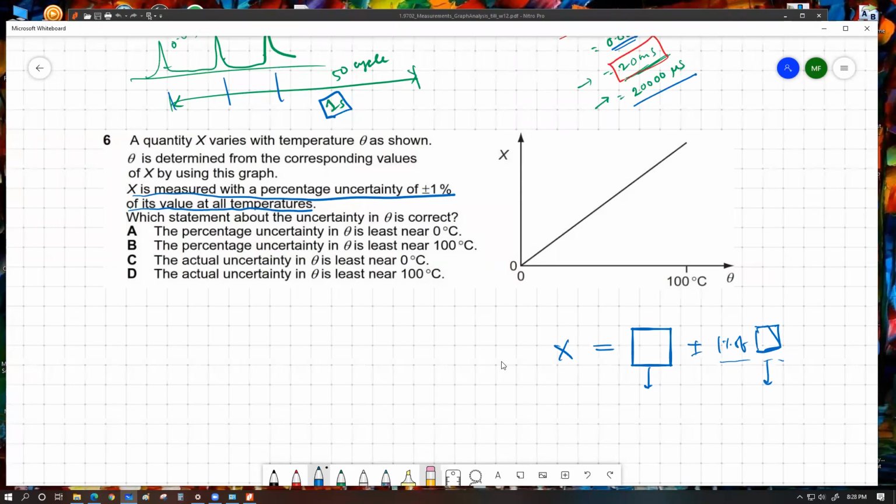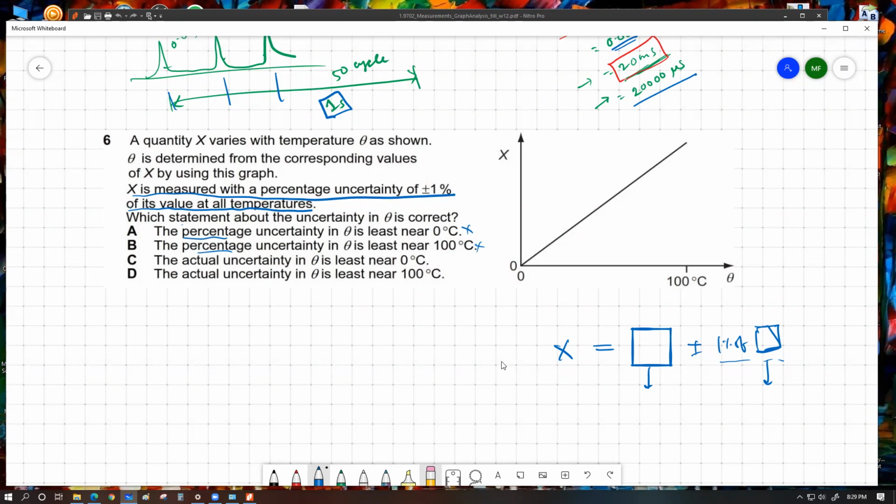The question says which statement about the uncertainty in theta is correct? A says the percent uncertainty of theta is least near 0 degrees Celsius. B says the percent uncertainty in theta is least near 100 degrees Celsius. None of these options are correct because they are saying about the percent uncertainty.